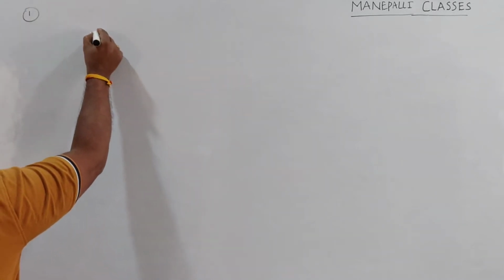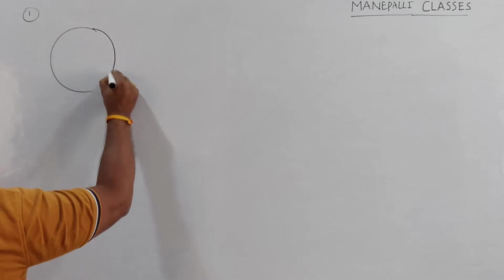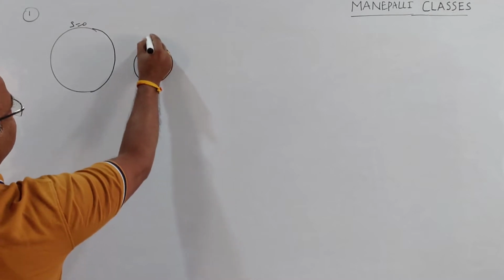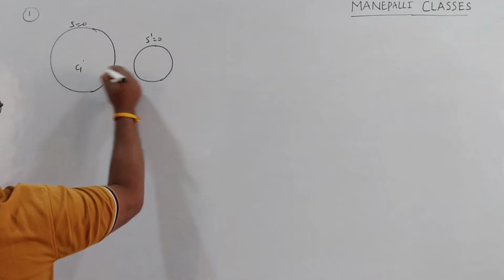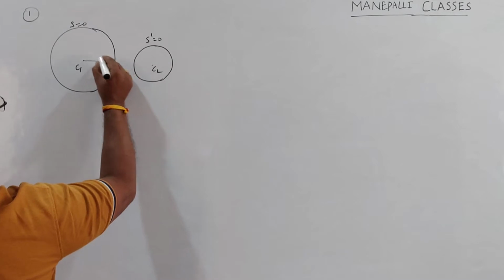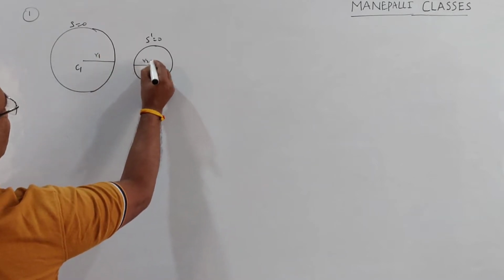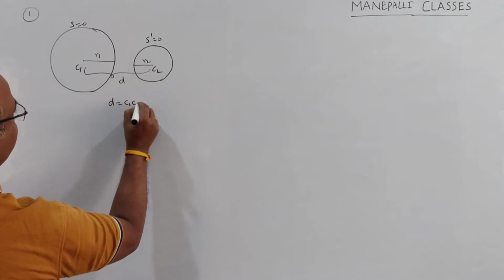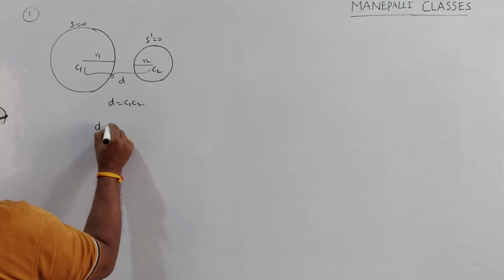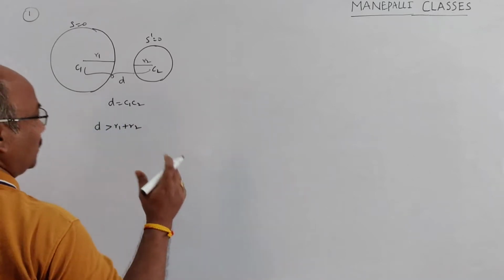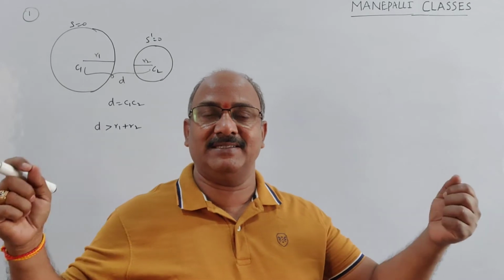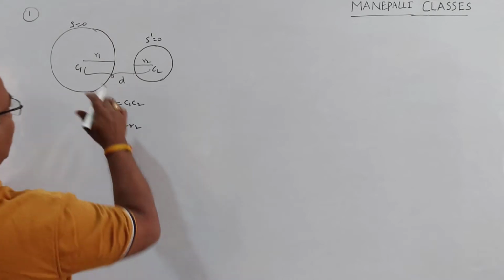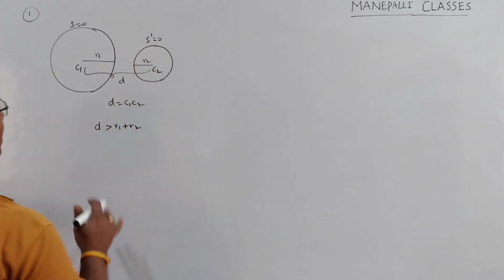Case 1. This is circle 1, S equal to 0. Another circle, S dash equal to 0. The centers C1, C2, radii R1, R2. And this is the distance between the centers, D, equal to C1 C2. Whenever D is greater than R1 plus R2, two circles are separated, totally separated. So here you can see in the diagram D is greater than R1 plus R2.